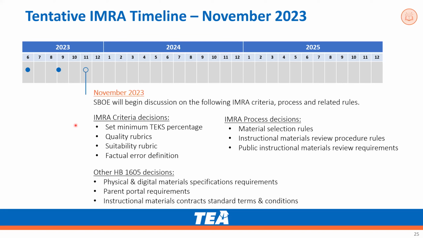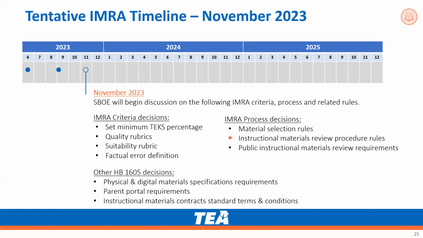They'll need to set the criteria for the review, meaning what's the minimum TEKS percentage that the materials will need to cover? How will we measure the quality? How will we define whether or not the material is suitable or appropriate for the grade level? They'll probably recertify the current definition we have for factual errors in instructional materials. They'll also need to decide the process, right? How do we select the materials that will be in the first batch, which was a little bit of the discussion we saw on the last slide.